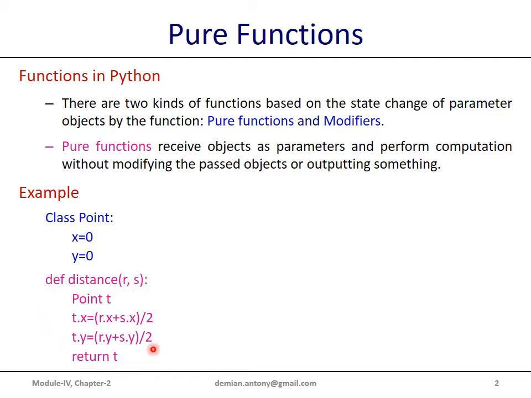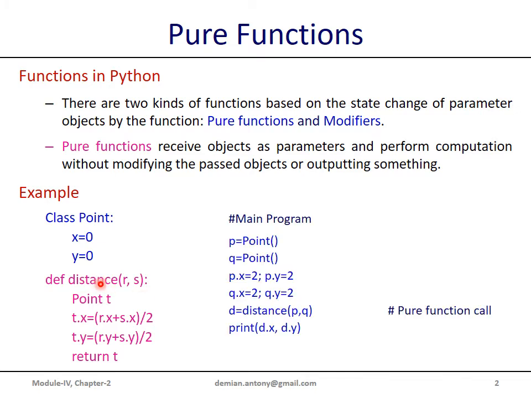If you observe this function, we don't find any statement modifying the object parameters r and s. We are just accessing the properties of r and s, and we are assigning those to the new object, thereby we return the new object. And this function is a pure function because it doesn't modify r and s, the object parameters of the function distance.